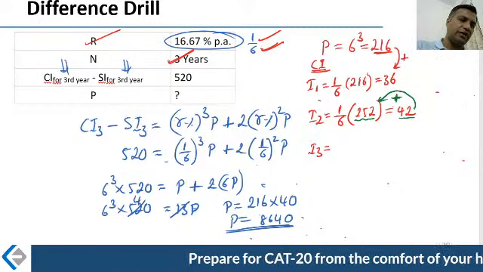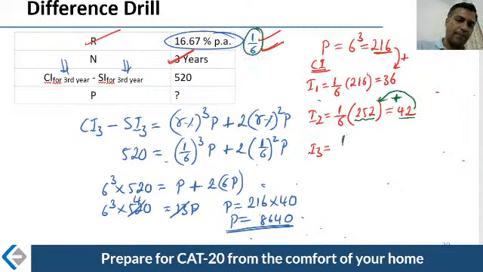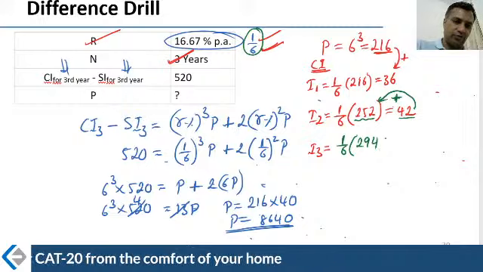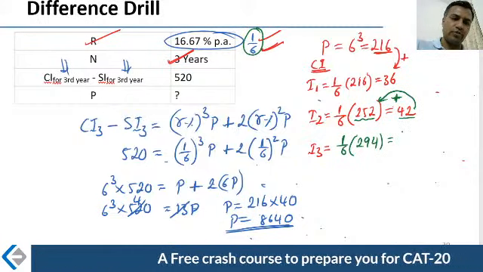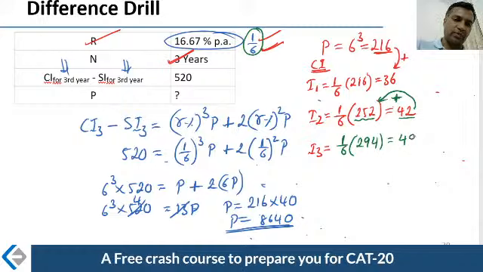What is the rate of interest promised? Still 1 by 6th only. 1 by 6th of what? Adding up these two numbers, that becomes 294. Therefore, what is the interest going to be here? This is going to be 49 rupees.